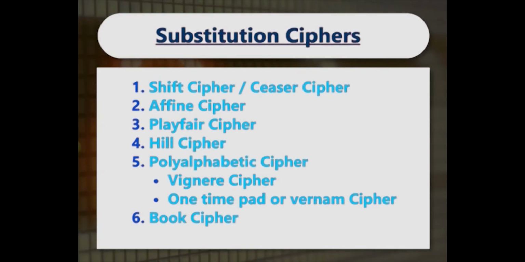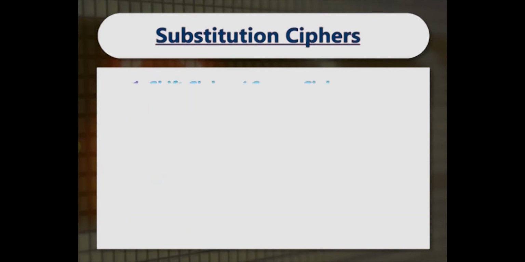Some of the common substitution ciphers are shift cipher, affine cipher, Playfair cipher, Hill cipher, and there are two polyalphabetic ciphers, Vigenere and one-time pads, and the last cipher is the book cipher. Let us start with the Caesar cipher or shift cipher first. The Caesar cipher is one of the earliest known and simplest ciphers. It is named after Julius Caesar, who is said to have used it to send messages to his generals over 2000 years ago.